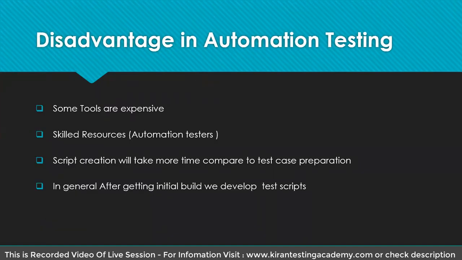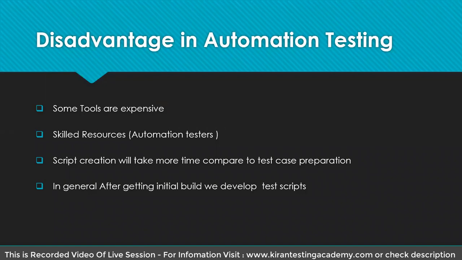Do you have any limitations? We can't say disadvantages, but limitations. Like some tools are expensive, guys. In automation, some tools are expensive. Not all tools actually. Some tools are expensive. QTP is an expensive tool. Worksoft is an expensive tool. Selenium is open source, the tool we are going to use to perform automation testing in our classes. Selenium is open source, freely available.